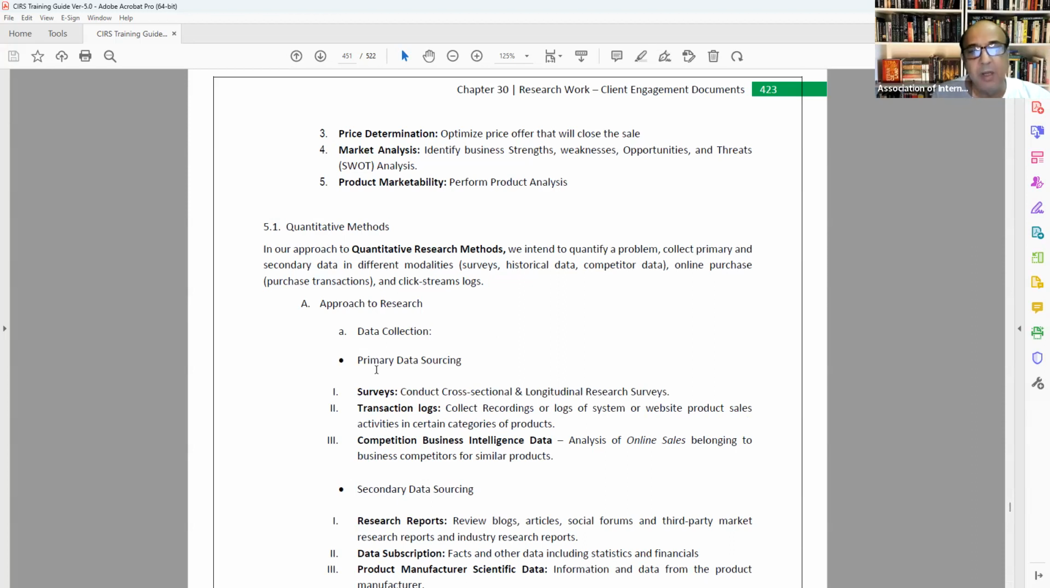So data collection, for primary data sourcing, you have to identify what would be the primary data sources. That's first-hand information and basically more valuable. You have to be more accurate in terms of defining the cost of it, as well as the effort and time involved in primary data collection. So we've got primary data sourcing, we've got surveys. You're going to conduct cross-sectional and longitudinal research surveys.